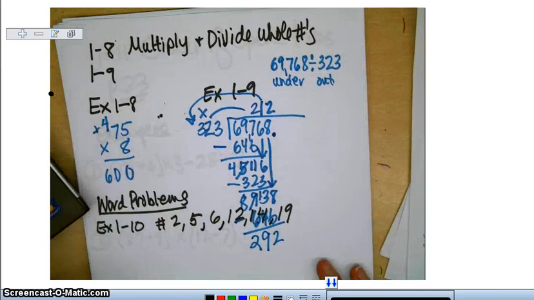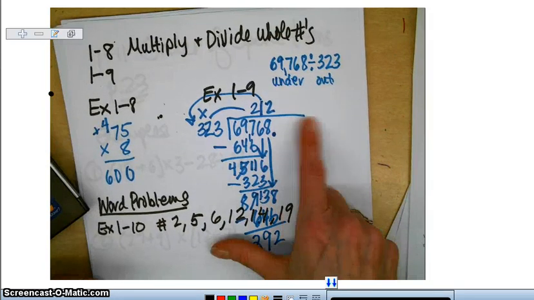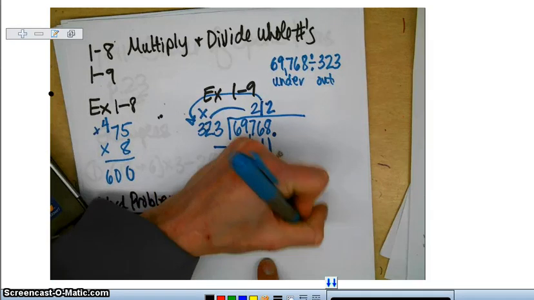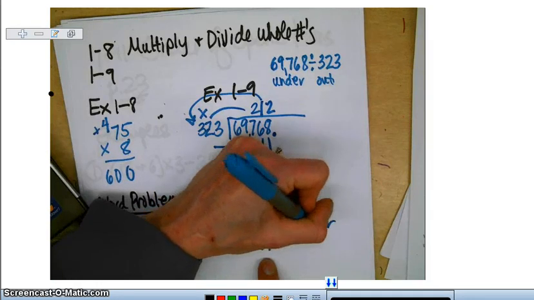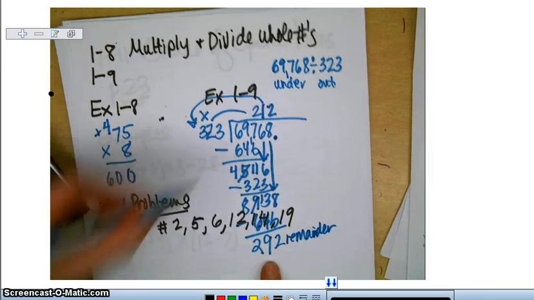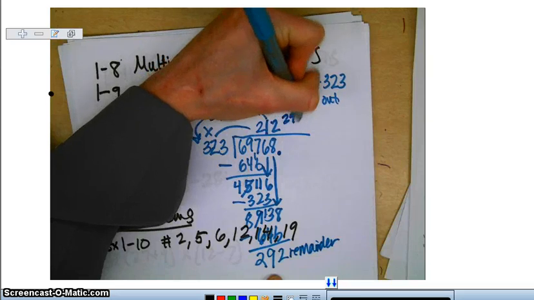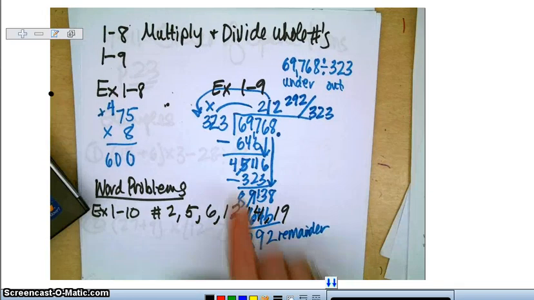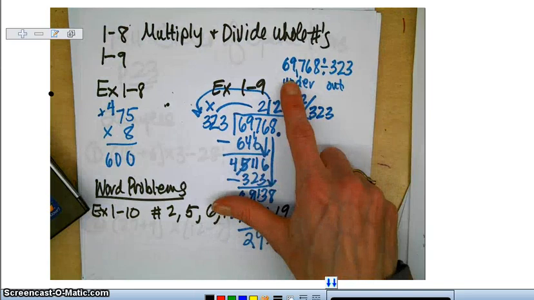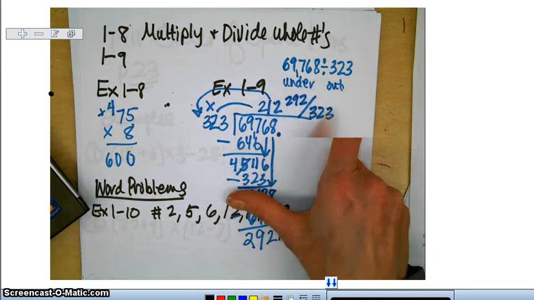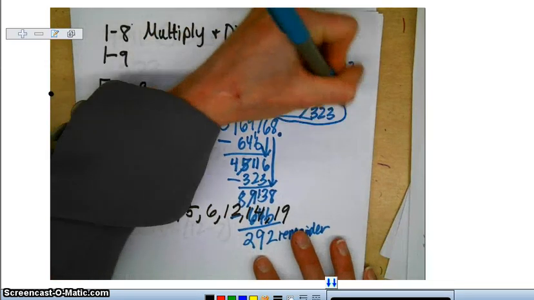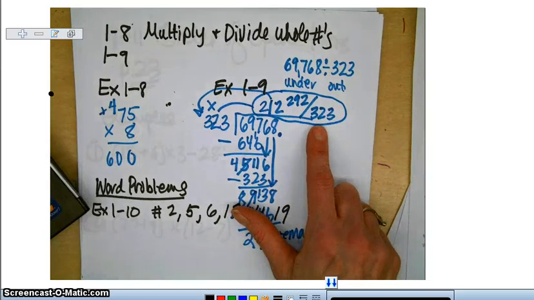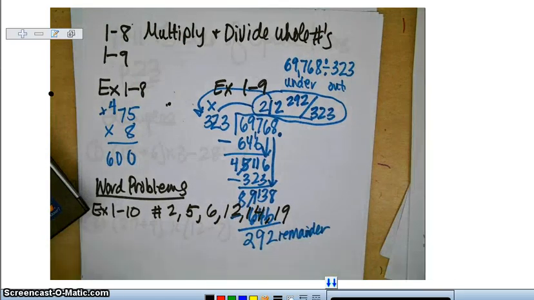At this point we could do one of two things. We could start getting decimals, which we're not going to do. So we're just going to write this as our remainder. This is going to be written as a fraction of the original denominator. So my answer to 69,768 divided by 323 is 212 and 292 323rds. All right, so that's just a quick review of multiply and divide.